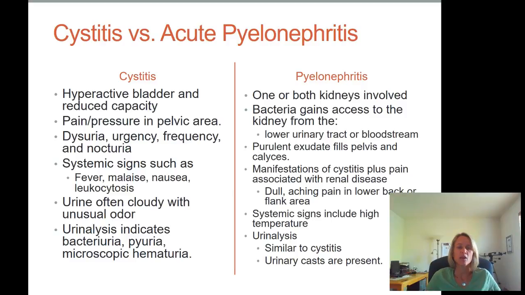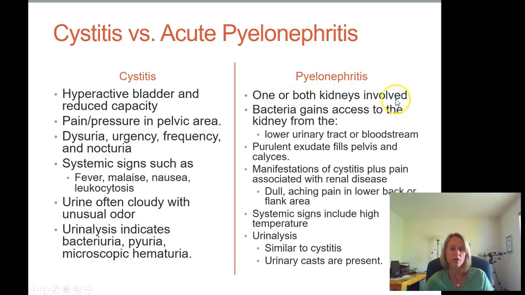It presents with pain and pressure in the pelvic area, painful urination, urgency, frequency, and having to urinate at night. There are usually some systemic signs due to the infection, such as fever, malaise, leukocytosis. Urine is often cloudy with an unusual odor, and this is due to the presence of bacteria and red blood cells within the urine. A urinalysis indicates the presence of bacteria, pus, and some microscopic blood.